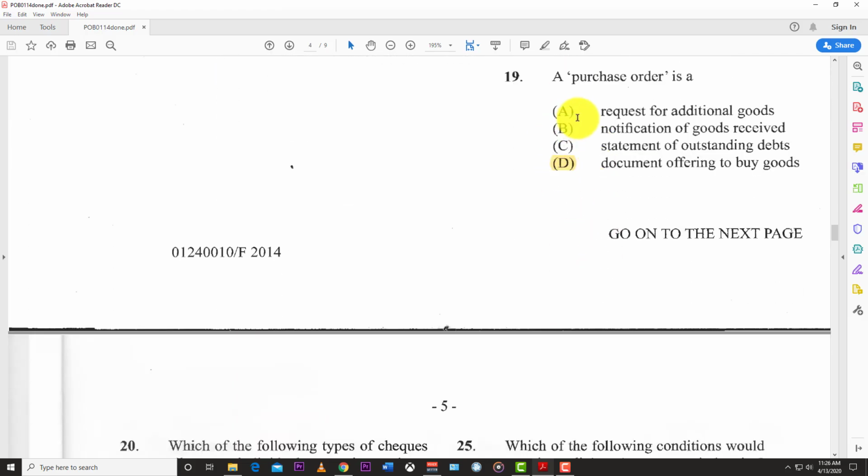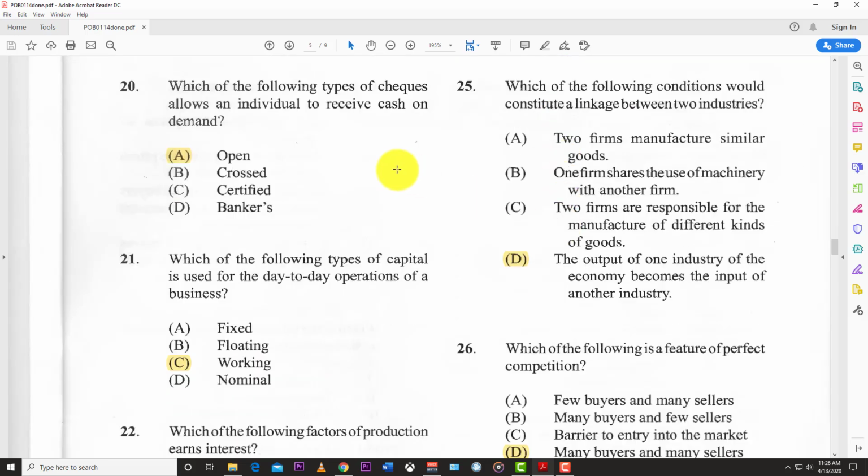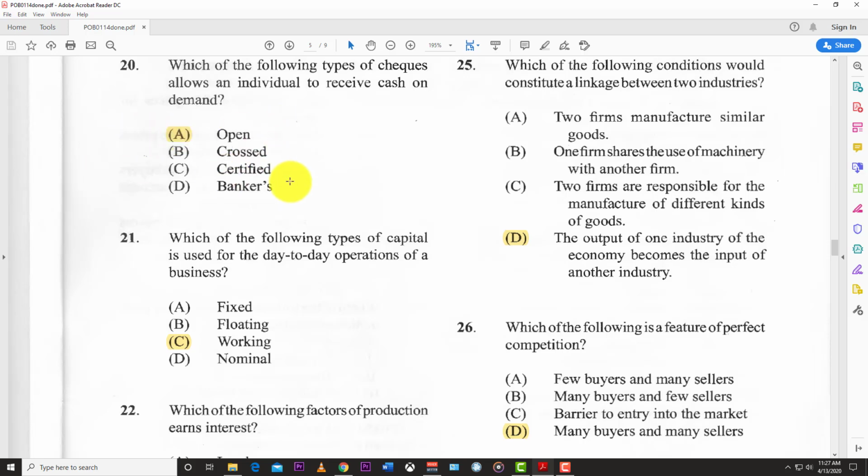Number 19, a purchase order is a D, document offering to buy goods. Number 20, which of the following types of checks allow an individual to receive cash on demand? And the answer here is A, open check. So you make sure you don't lose the open checks, or people are going to just get the money in your place. So open check, A.